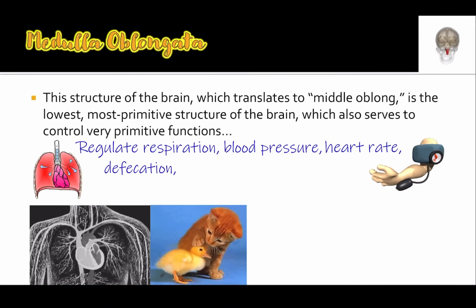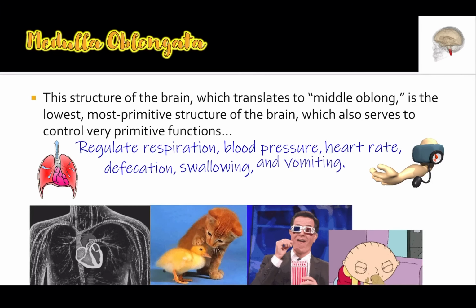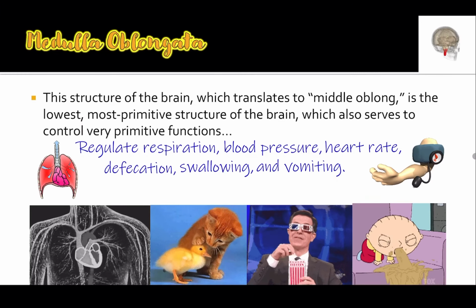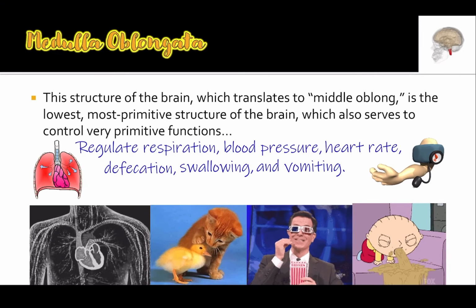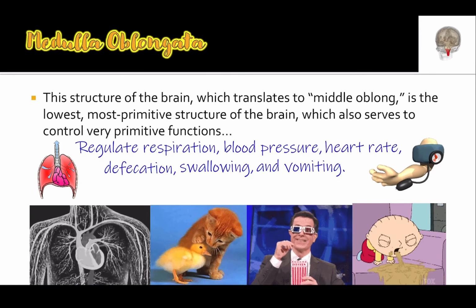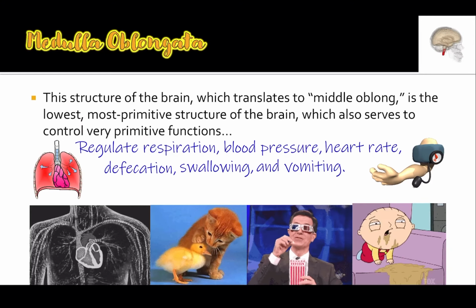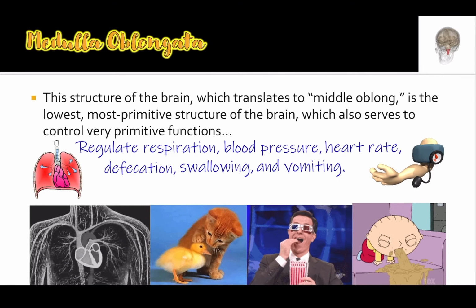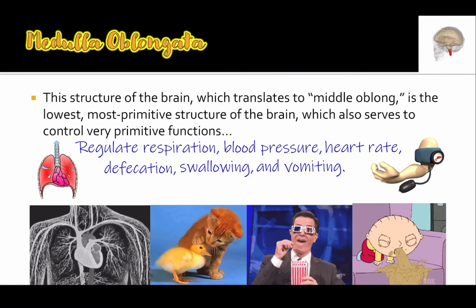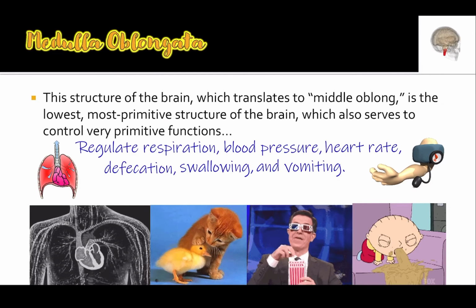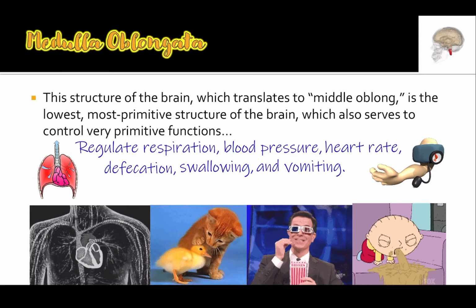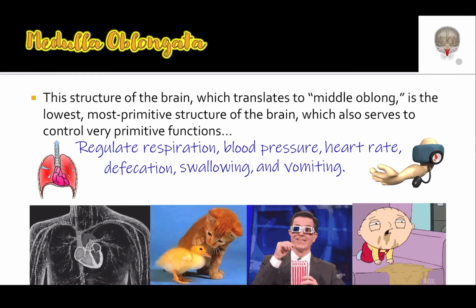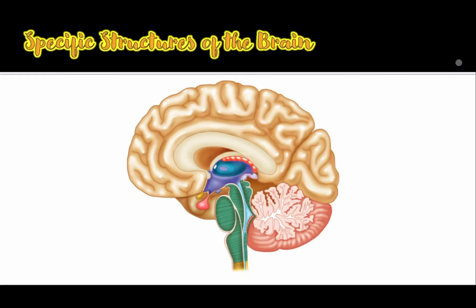your ability to poop or to swallow or to puke, right? If a baby can do it, right? A baby can breathe, a baby has blood pressure, has a heartbeat, is pooping and swallowing and puking and all that type of stuff. That's because even in a newborn baby, the medulla oblongata is fully developed and doing all these very, very basic primitive things. So those are the, I think 7, right? The 7 main structures of the brain.